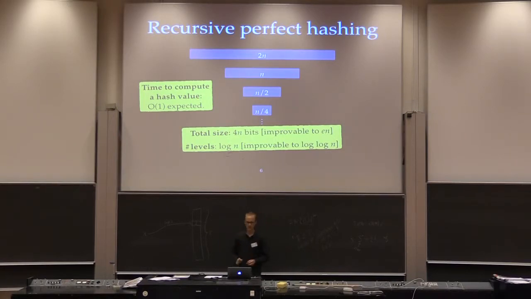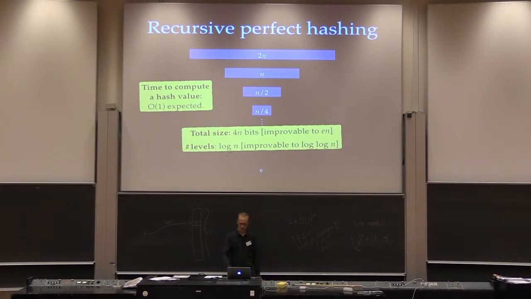There are other constructions of perfect hashing that have constant worst case. And somehow people concentrated on this, and this may be why this construction didn't appear until, I think, 5 or 10 years ago.